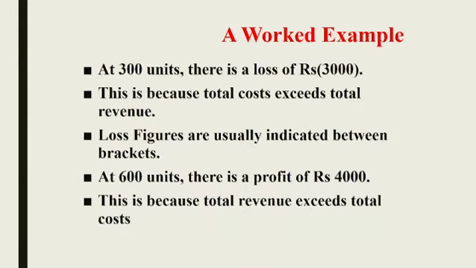For the above example, at 300 units, there is a loss of 3,000 rupees. This is because total cost exceeds total revenue. Loss figures are indicated in brackets. Whereas, at 600 units, there is a profit of 4,000 rupees. This is because total revenue exceeds total cost.